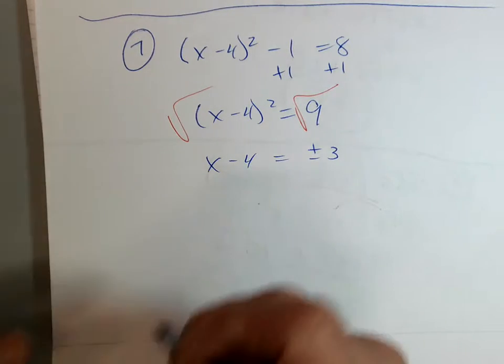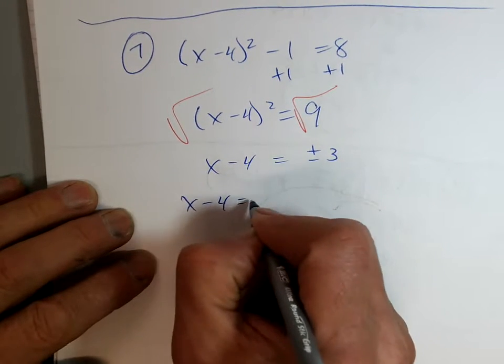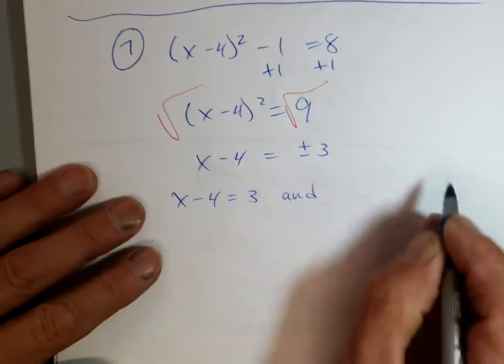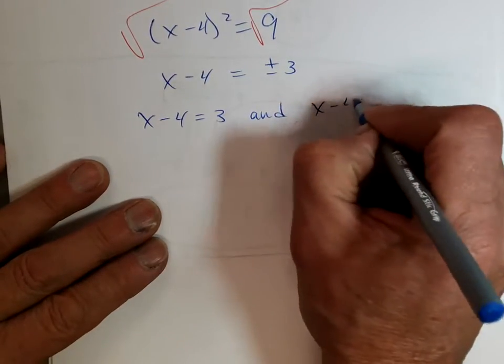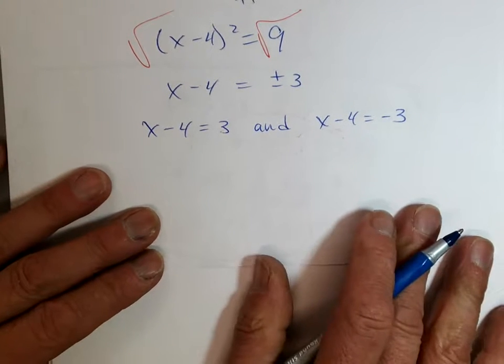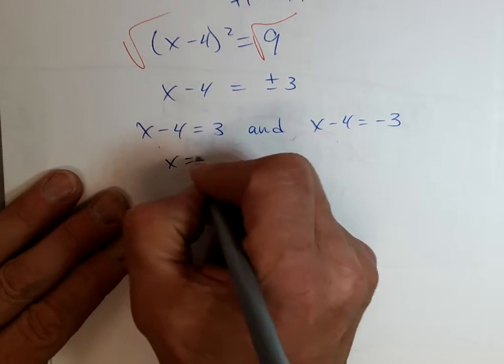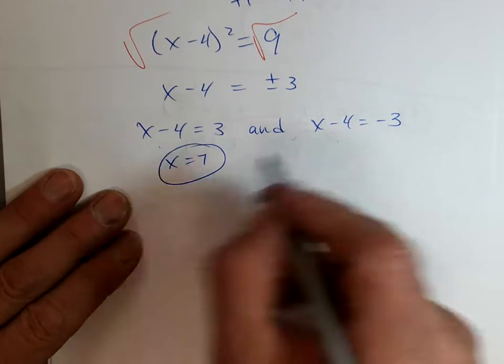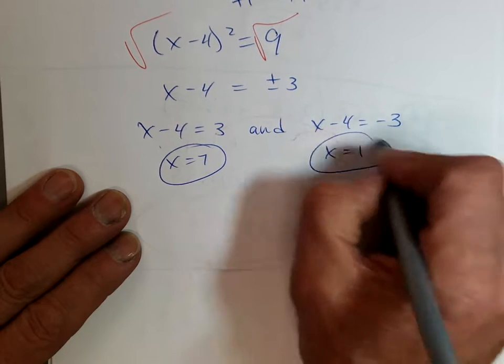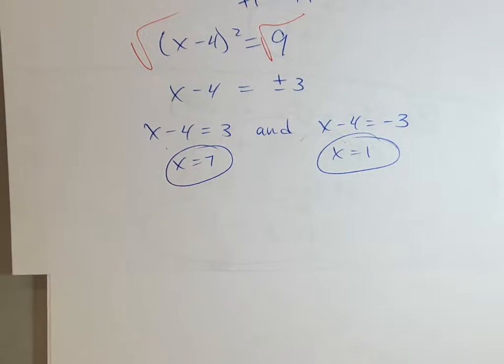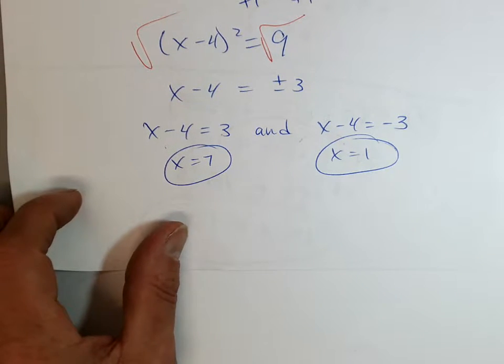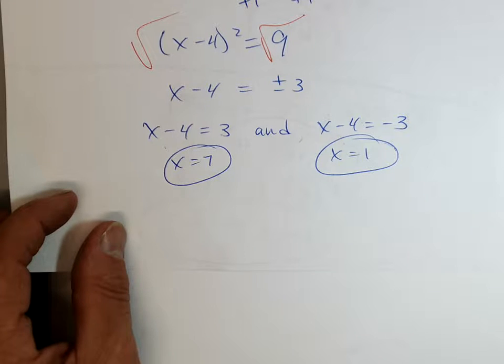So I'm going to go x minus 4 equals 3, and x minus 4 equals a negative 3. How am I doing? So I'm going to get 2 answers, aren't I? Got 2 equations, I'm going to get 2 answers. Plus 4, one answer is 7. Plus 4, the other answer is 1. 2 answers. There you go. Whip this away when you're ready.